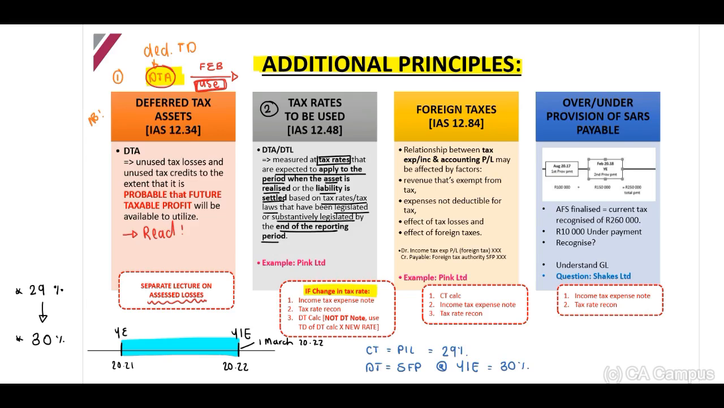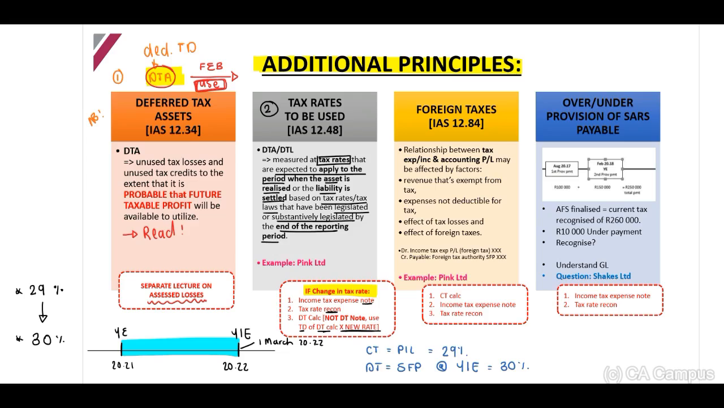Now, I've included a summary here at the bottom. If there is a tax rate change, remember, you will have to include this in your income tax expense note, your tax rate recon, and your deferred tax calculation. Look at this, not your deferred tax note. You use your temporary difference of your deferred tax calculation times your new rate. Remember, in your deferred tax note. I'm going to share this with you just now.